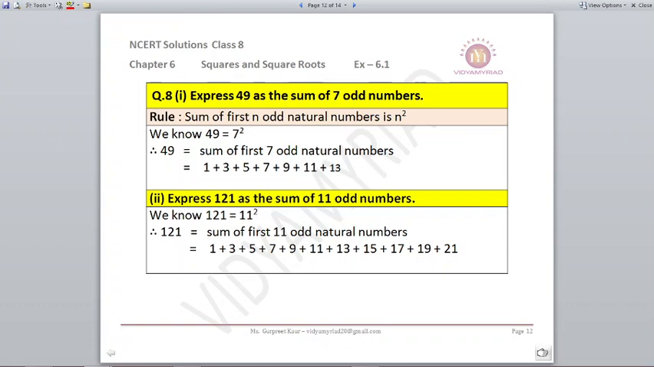Similarly, we have to express 121 as the sum of 11 odd numbers. So we move on; till 7 numbers we reach 13. So we just move further, it will be plus 15 plus 17 plus 19 and plus 21. You are reaching 11 odd numbers and their sum will be equal to 121.